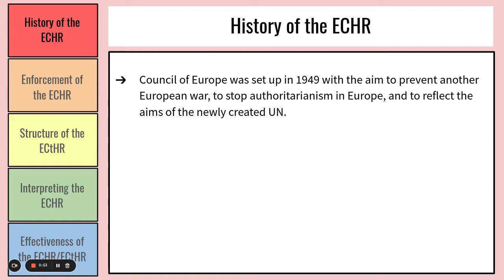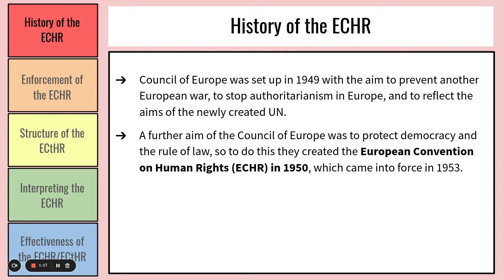The European Convention on Human Rights was created by a group called the Council of Europe. The Council of Europe was set up in 1949 with the aim to prevent another European war. This was set up just after World War II. Their aim was to stop authoritarianism in Europe following Nazi Germany and Adolf Hitler, and to reflect the aims of the newly created United Nations. A further aim of the Council of Europe was to protect democracy and the rule of law, hence the creation of the European Convention on Human Rights in 1950.